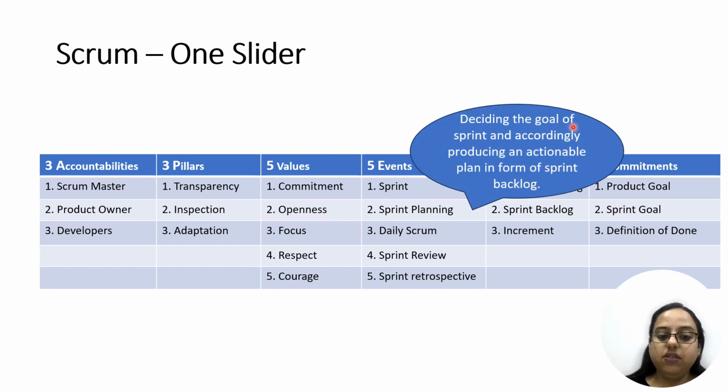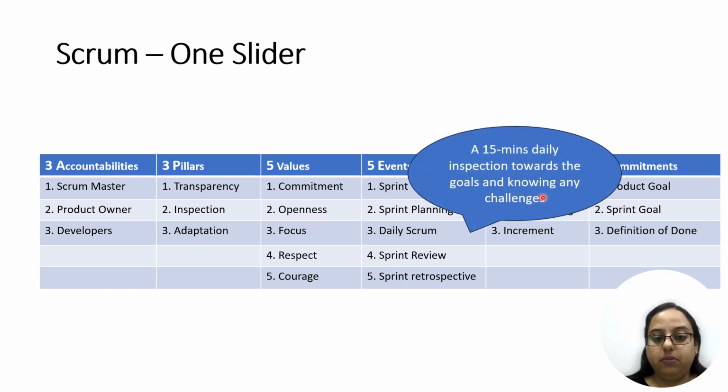Now, the very first event within the sprint is sprint planning. So, sprint planning is all about deciding the goal of the sprint and accordingly producing an actionable plan in form of a sprint backlog, right? In a sprint planning, you discuss what you are trying to achieve and how you will achieve that, right?